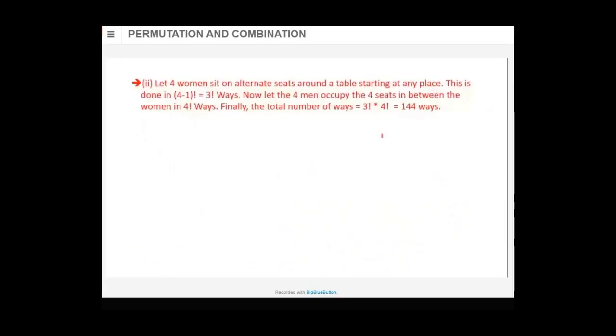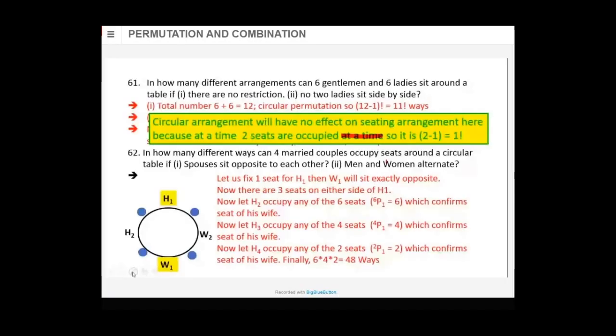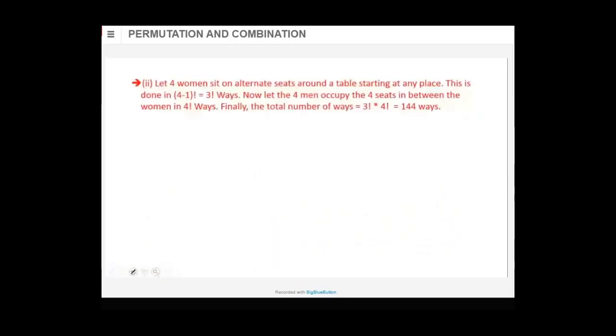Next, what was the next part there? Men and women sit alternate. How many men? 4. How many women? 4. Okay, they sit alternate. So next part, second part. Let 4 women sit on alternate seats around the table, starting at any place.